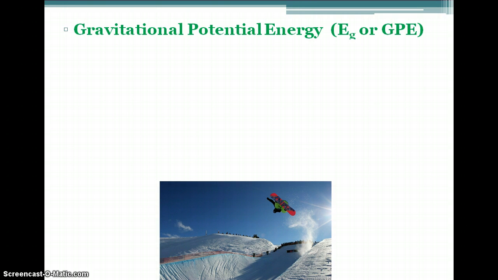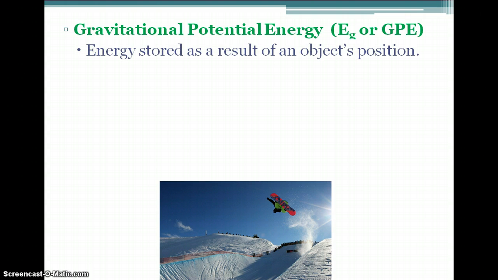Okay? So the third one here is gravitational potential energy. So that's big E subscript G, or GPE in most other curriculums. So this is energy stored as a result of an object's position. So what that means is if you have a brick and you put it up high in the air, now the brick has energy that it didn't have before.